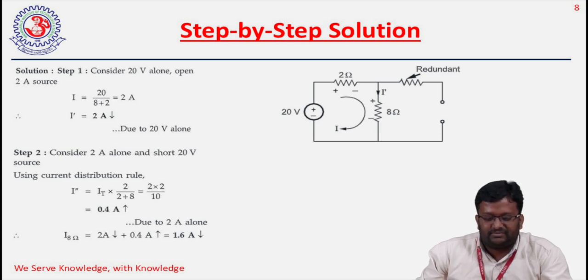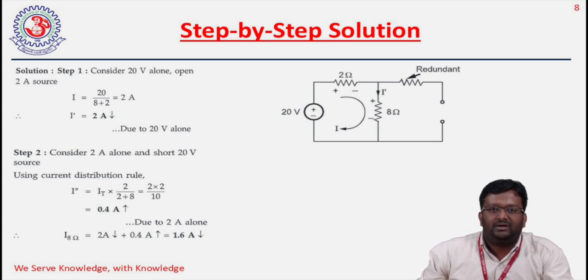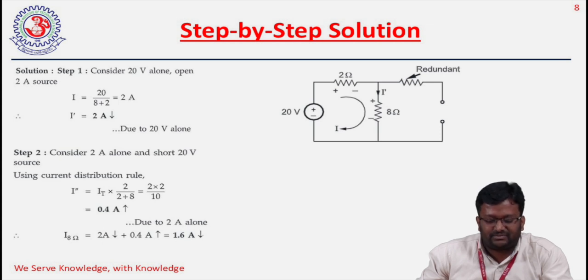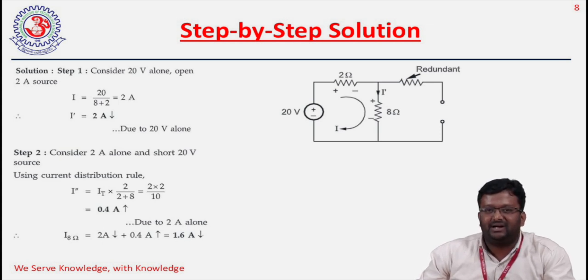I is equal to, we know the V value here, 20 divided by the total resistance. If you take these two resistors, 2 ohms and 8 ohms, by removing the redundant resistance, this forms a series with this voltage source. If resistors are connected in series, we have the rule that they should be added directly. In the same way here we have added 8 plus 2. So finally, 20 divided by 10, we will get 2 amps.